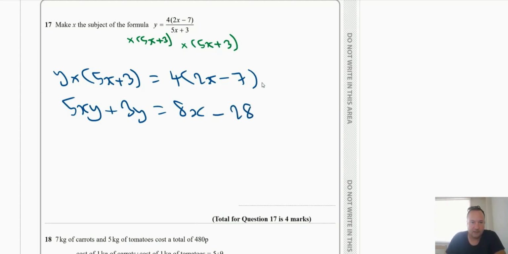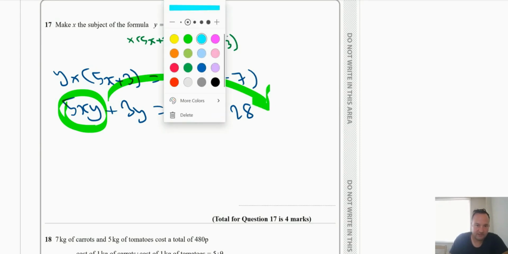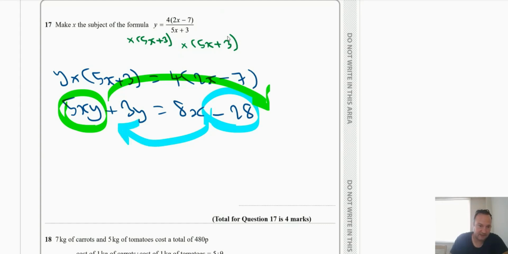Now we want to make x the subject. The most important thing is that, although we have an x in two different places, we want to make sure that all the x terms are on one side. So I think it's best if we bring the 5xy over to the right-hand side and take the minus 28 to the left-hand side. That means we've got 3y minus minus 28, which is plus 28, equals 8x minus 5xy.